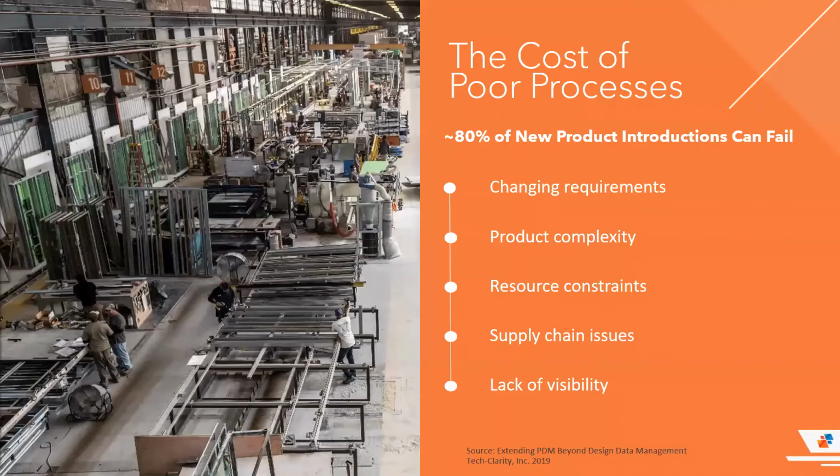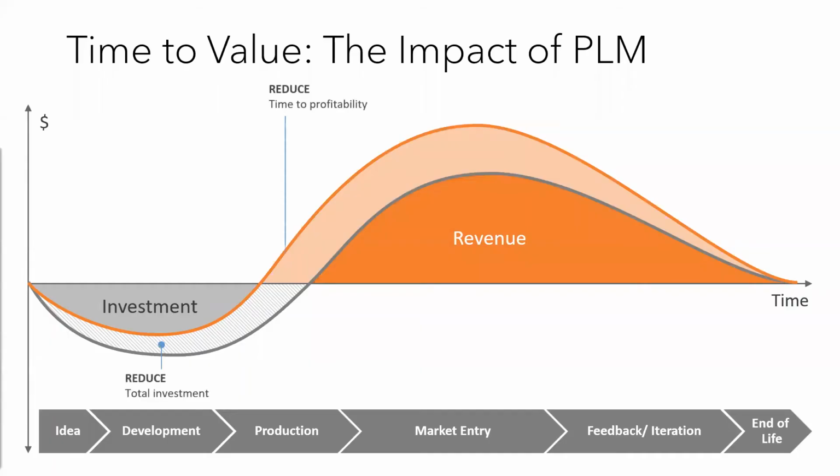Now, think back to the impact of the poor processes and their effect on changing requirements, product complexity, resource constraints, supply chain issues, and the lack of visibility. PLM reduces that initial investment burden and moves back the timeline to help you realize profitability quicker and increase revenue over the life of the product or project.